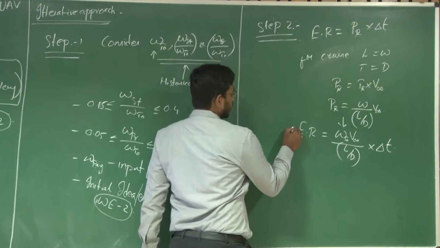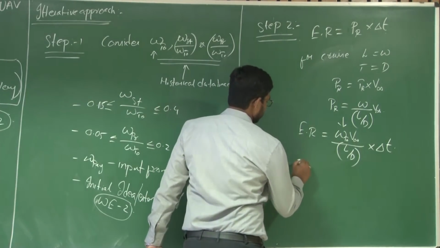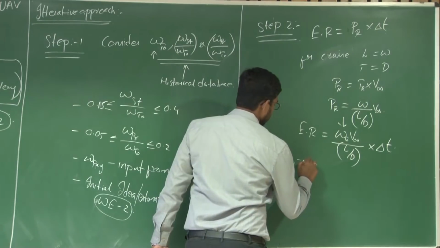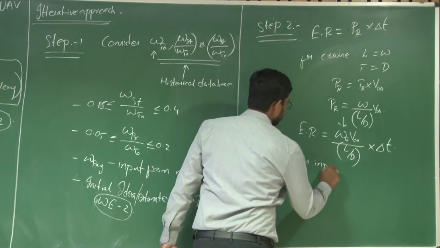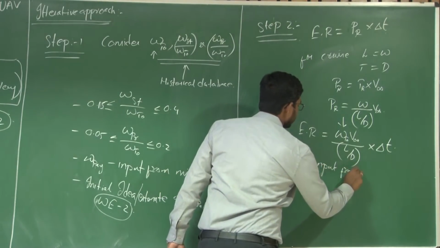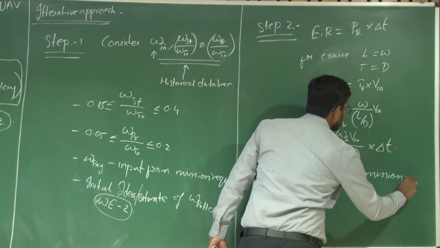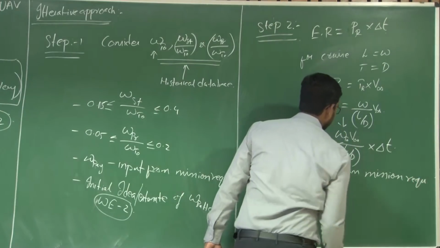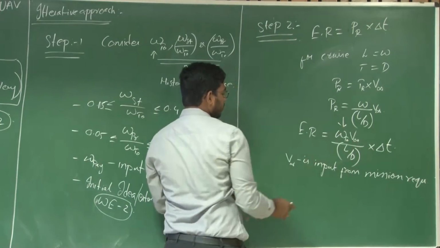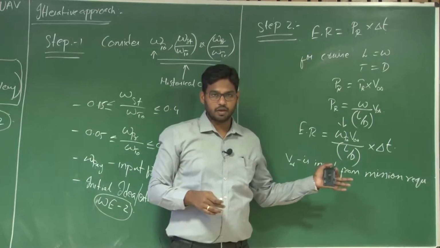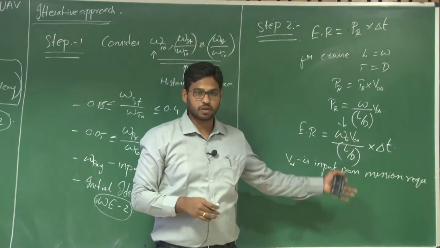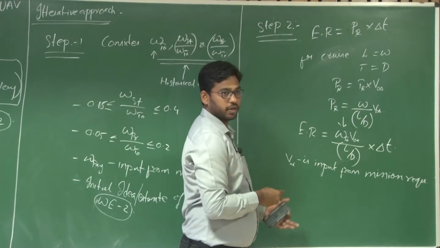So how to get this? V infinity is an input from mission requirements. V infinity can be derived, directly or indirectly, from the mission requirements, right? The velocity of cruise flight.